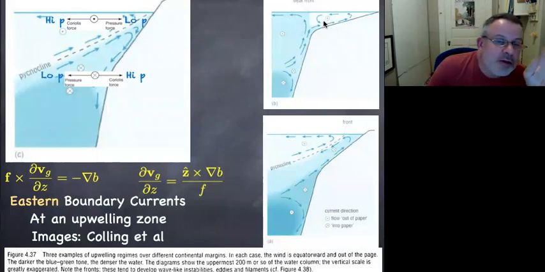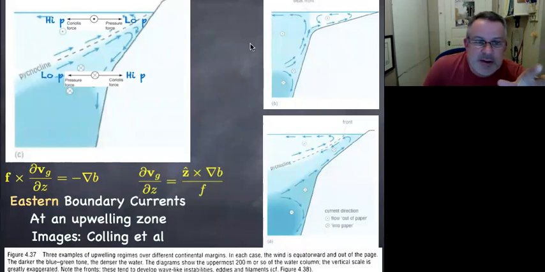Depending on the location of the wind forcing and the slope of the topography, you can get much more complicated patterns with all kinds of weird, funny other circulations. Not too hard to figure out, but our thermal wind relation here is definitely in play at eastern boundary currents in an upwelling zone.